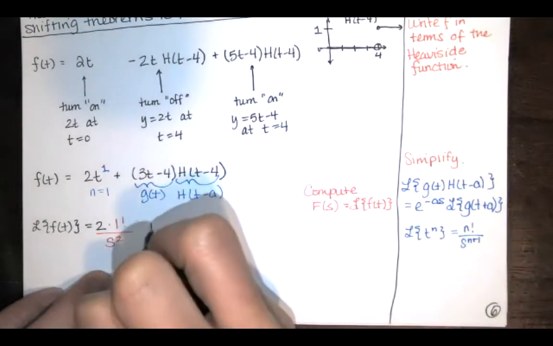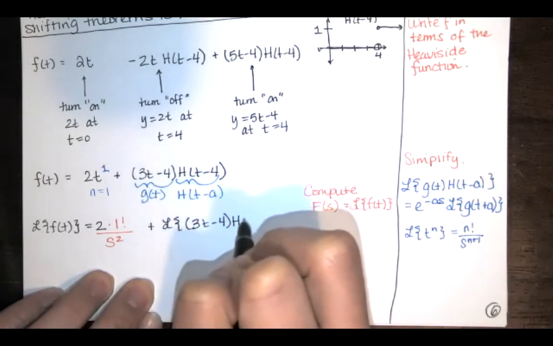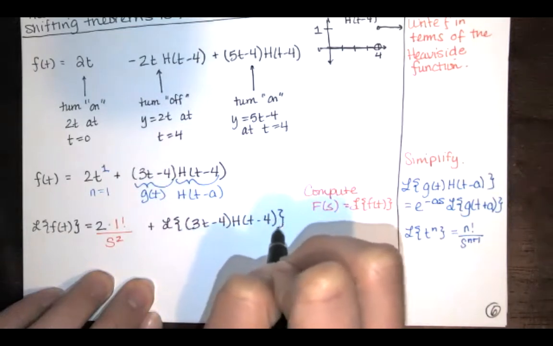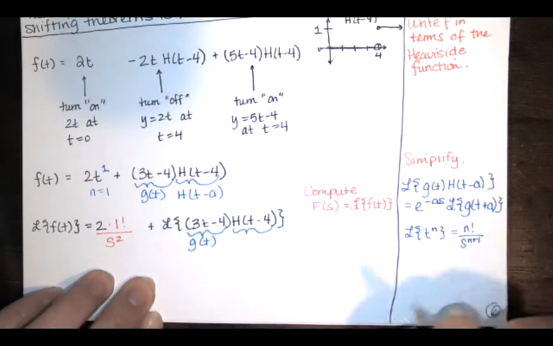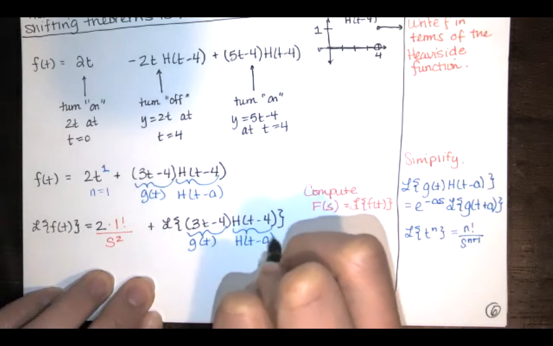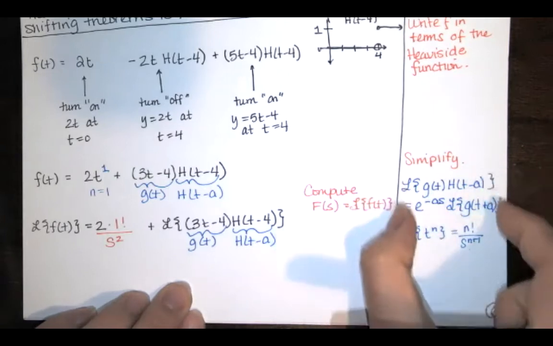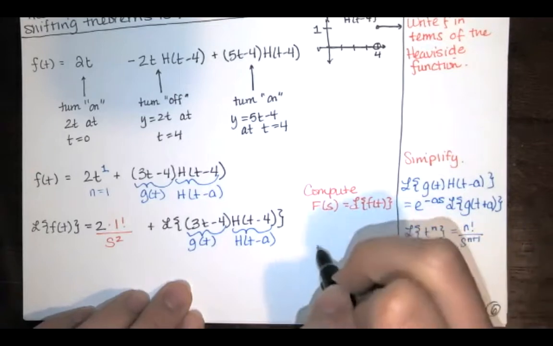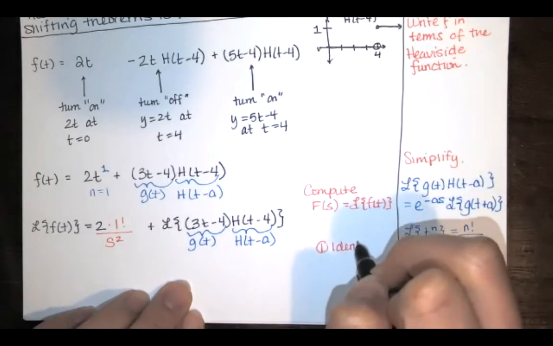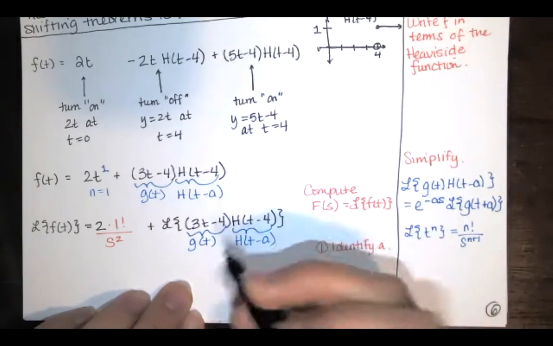So I think what I'll do is I'll just write that down for right now. Identifying g and identifying h of t minus a. And then we'll go through the process of evaluating this Laplace transform. We're just going to use this. Now, in order to use this, the first thing I typically do is identify a, just through pattern matching. If we've got an h of t minus 4 here, and that's h of t minus a, then a must be 4.